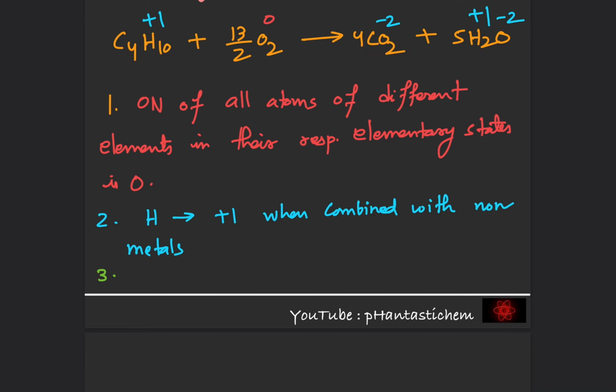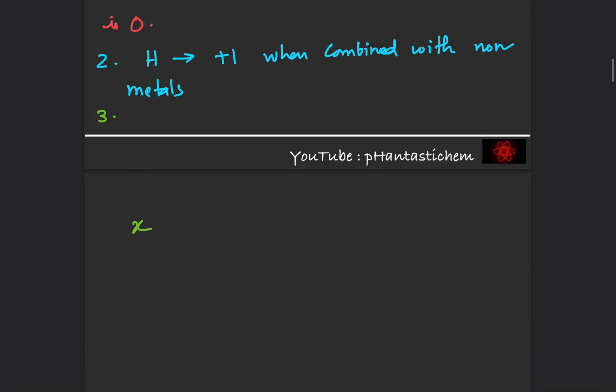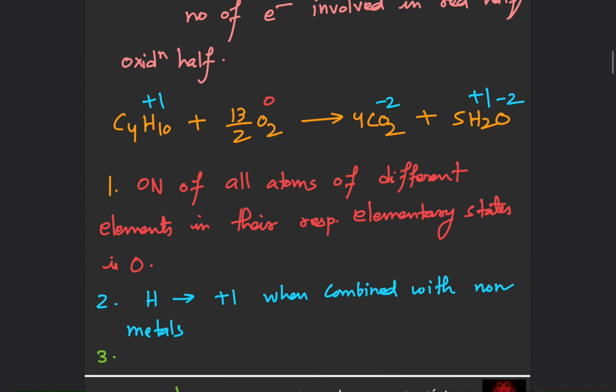Okay, so to calculate the oxidation number of carbon in C4H10, assume it as X. For H we know it is +1. Okay, so therefore 4 into X plus 10 into +1 is going to be 0, as the overall charge in butane is 0. So therefore X is going to be minus 5 by 2. Okay, so it is minus 5 by 2.